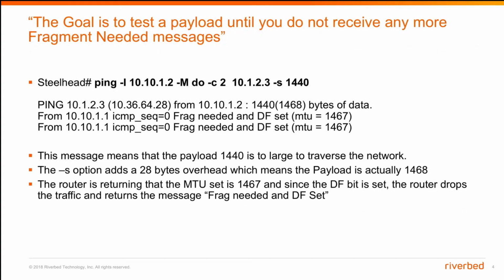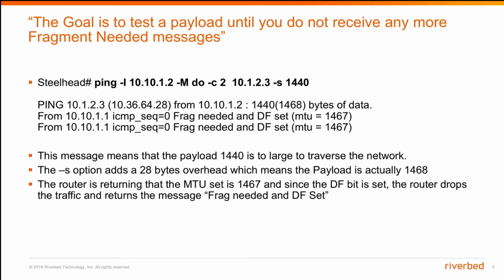Now, the goal of this is to keep testing this number. All right, if your MTU is 1500, maybe you can start at 1490 or 1480. Keep in mind, the TCP options from the SteelHead, and the ping has an additional header of 28 bytes. So for instance, in this test, we decided to pick 1440, and the device that's returning the frag needed when DF set, which is 10.10.1.1, is a router.